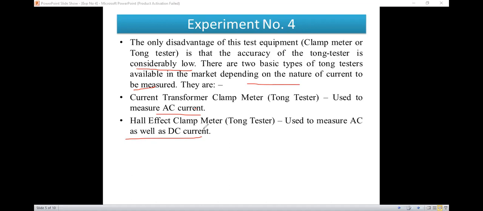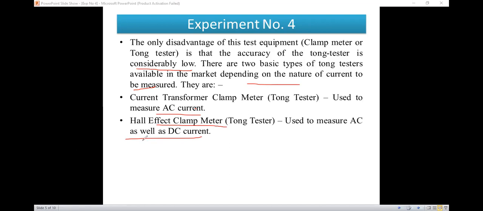And in case of DC, a transformer will not work on DC, so in case of DC, the Hall effect type of clamp meter is used. Hall effect sensor or Hall effect type of clamp meter can be used for DC measurement. Okay, it can be used for the DC measurement.